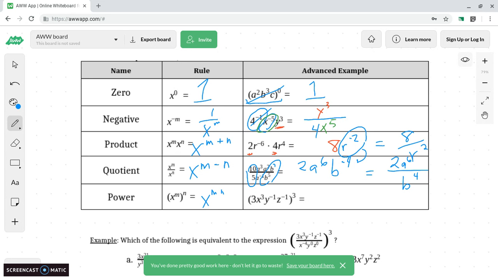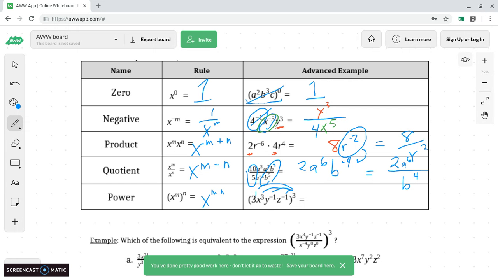In the example, the first thing we want to do is make sure everything has an exponent. And if there's not an exponent, we should write in the invisible 1 that we know is there. So our coefficient of 3 does have a 1 exponent. We have x cubed, y to the negative first, and z to the negative first. And all of that is being brought to a power of 3. So that power of 3 gets applied to every single piece of this. So to the coefficient, and then to the x, the y, and the z.